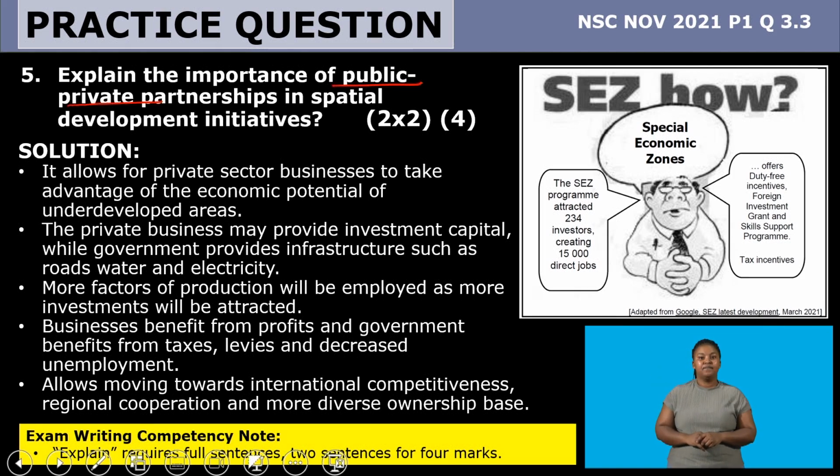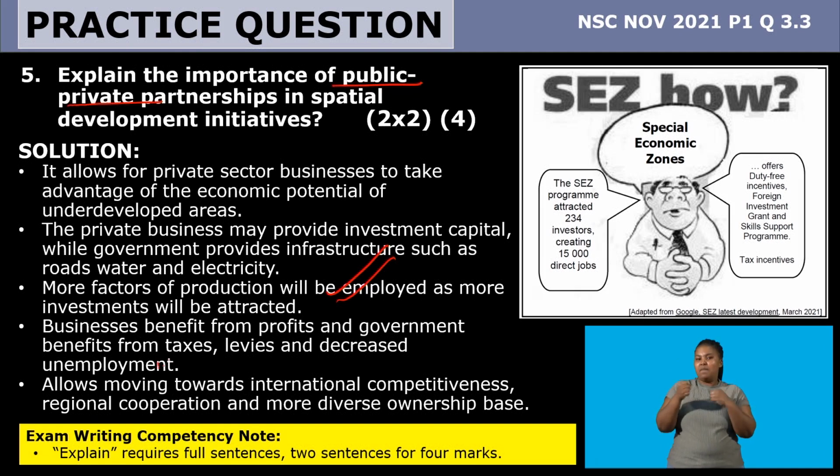Number 3, more factors of production will be employed as more investments will be attracted. So you can actually see that here there is a combination of job creation from both the private sector as well as the public sector. So more jobs will be created. Businesses benefit from profits and government benefits from taxes, levies, and decreased unemployment.